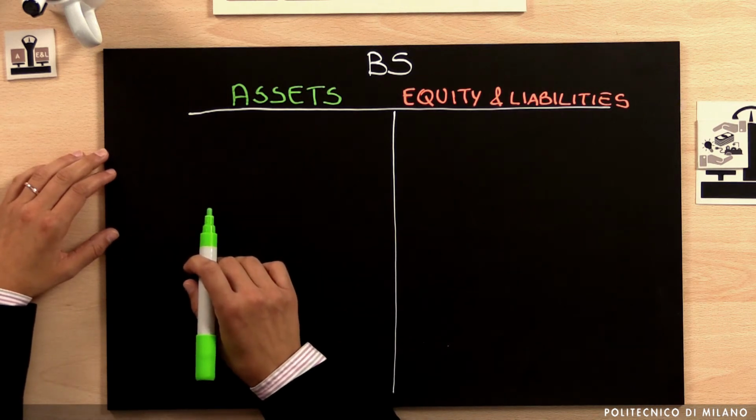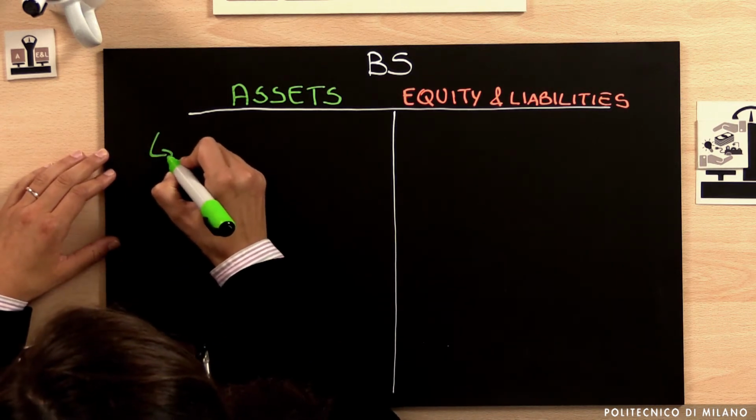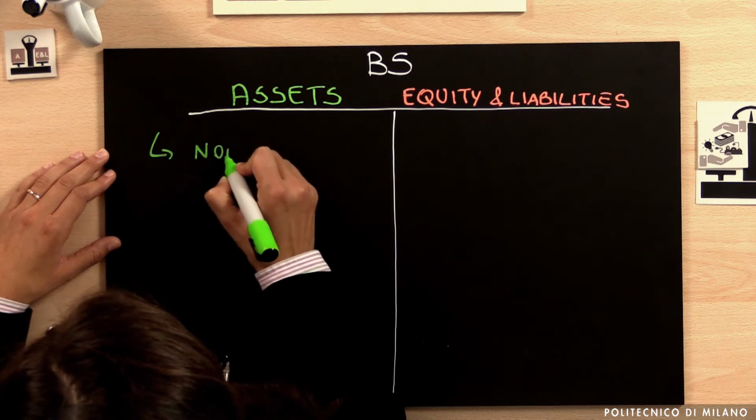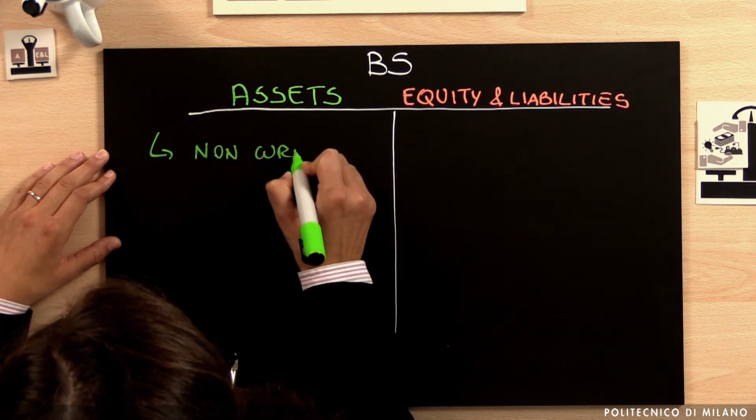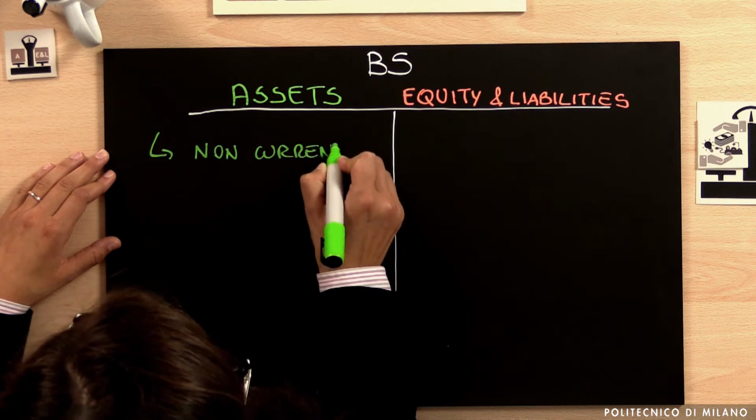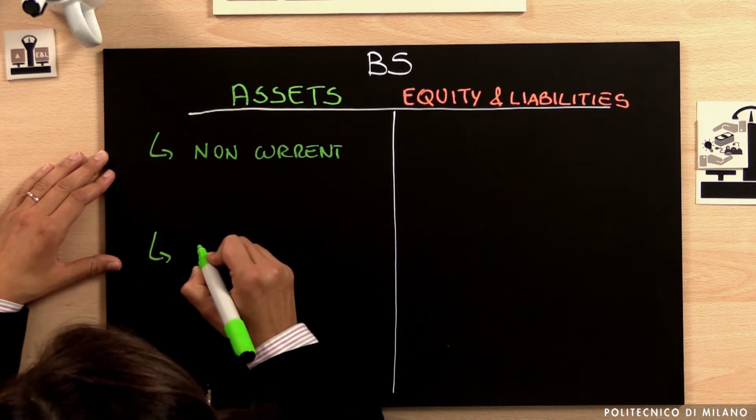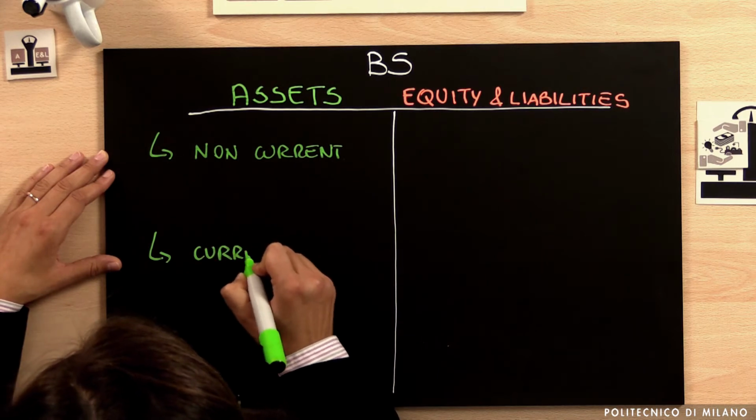Let's start from the assets section. The assets section is represented by 2 main areas. We can find the so-called non-current assets, and then we have a second area which is defined as current assets. What's the difference between them? Well, in the non-current assets we can find all of the resources that are available for the company for a period of time which is higher than 1 year. While in current assets we can find all of the resources that are available for the company for the next 12 months, so basically within the next year.